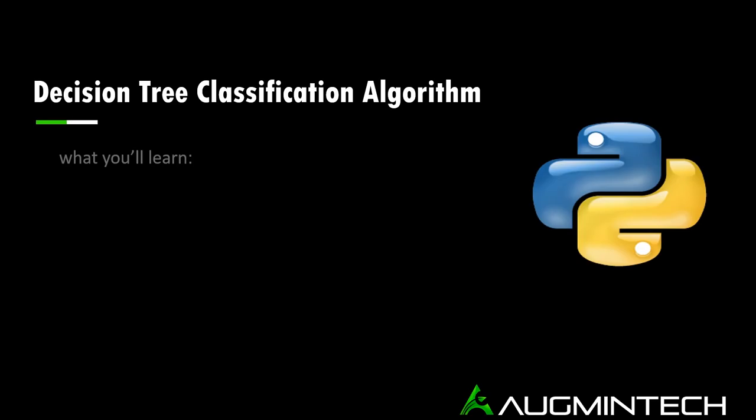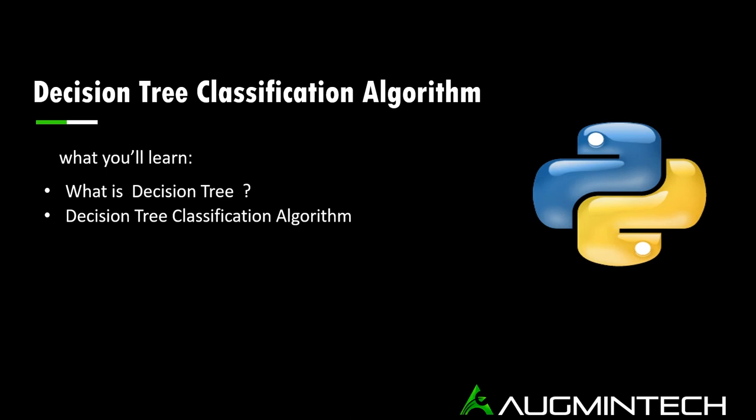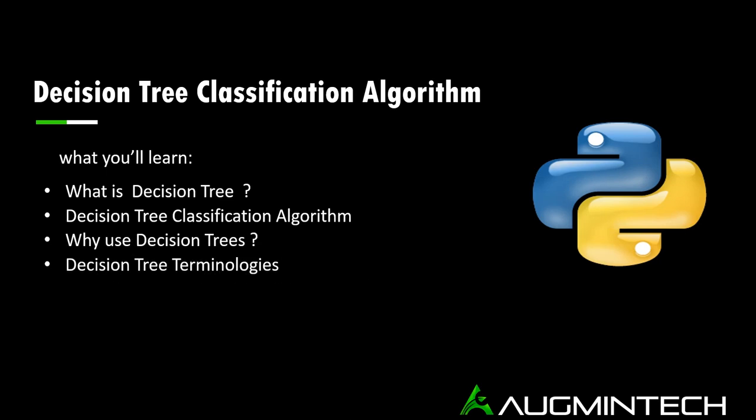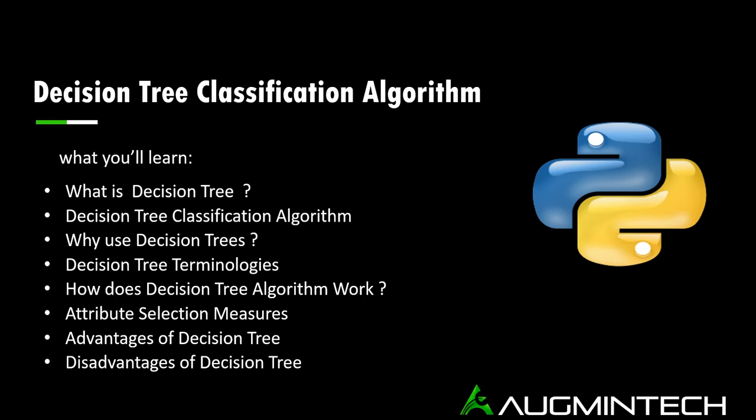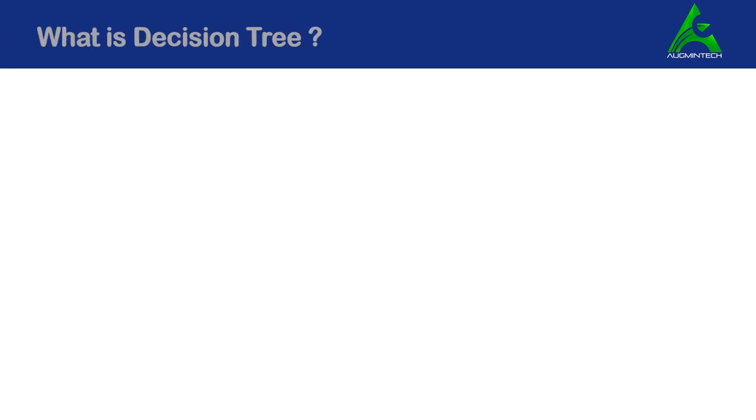In this session, we will be learning about decision tree classification algorithm. By the end of this session, you should be able to understand what is a decision tree classification algorithm, why use decision trees, decision tree terminologies, how does decision tree algorithm work, attribute selection measures, advantages of decision tree, and disadvantages of decision tree. I'm excited to get started and I hope the same from you. Let's get started with what is decision tree.